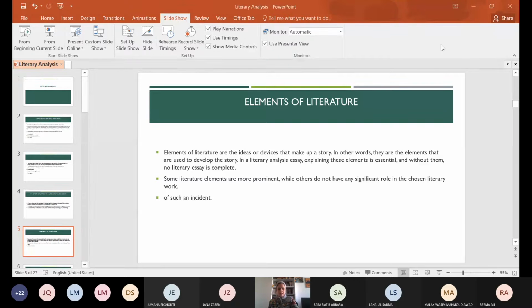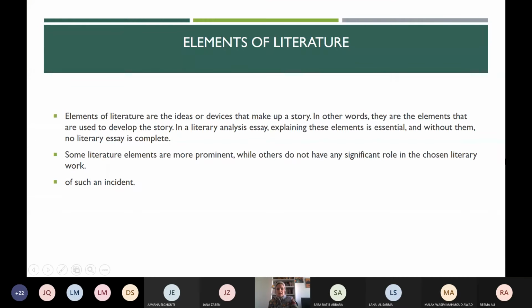Yes, miss. Yes, dear. Continue reading, dear, from this current line. Elements of literature. What are the elements of literature? The teacher asks, why would we study elements of literature when we take writing? Because you will analyze those elements. So you have to understand them in order to analyze them.